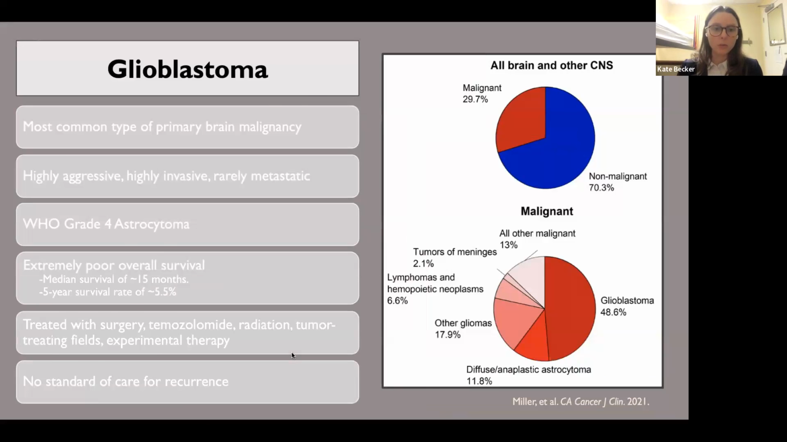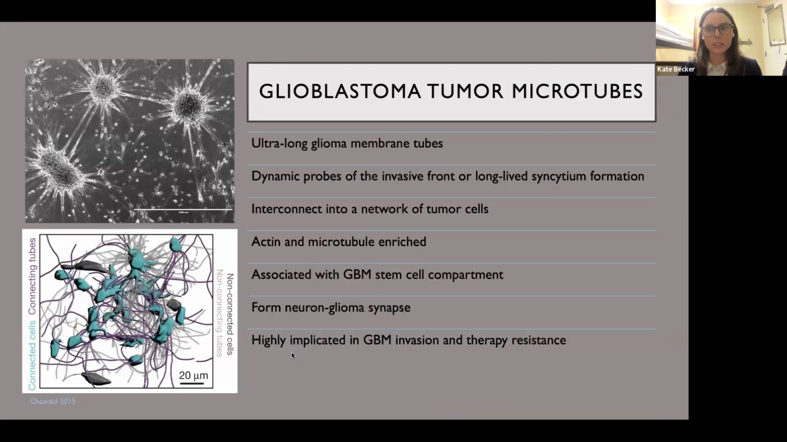What you might not be as familiar with is something called the glioblastoma tumor microtube. And this is a specific structure on the glioblastoma cell. They are ultra long membrane tubes, so you can think of them kind of similarly to a glioblastoma neurite. And they function as dynamic probes of the invasive front, kind of extending and retracting in response to environmental cues. Alternatively, they can be quite long-lived and interconnect GBM cells into a network of tumor cells that functions very syncytially to support the health of the tumor.